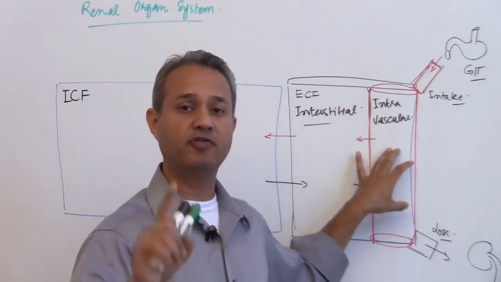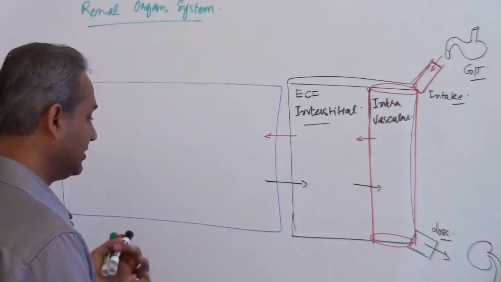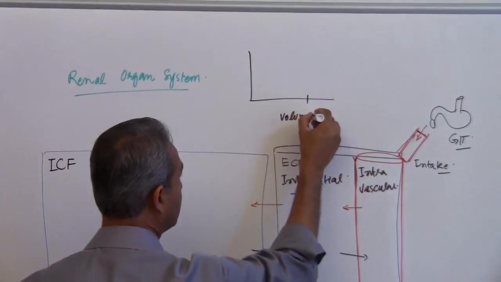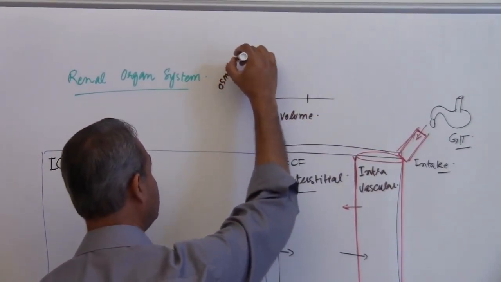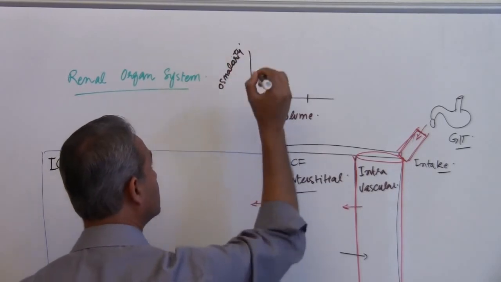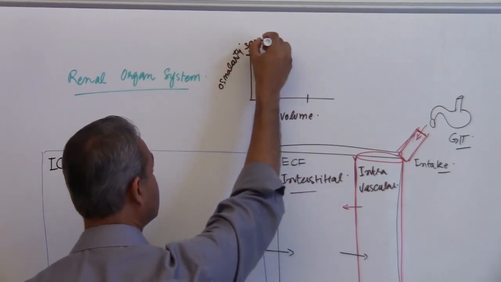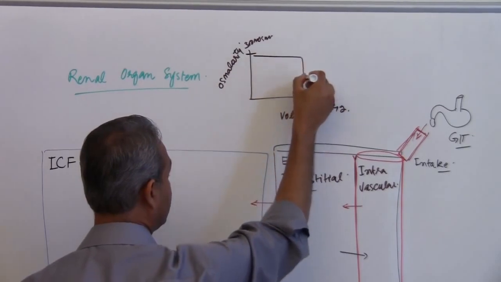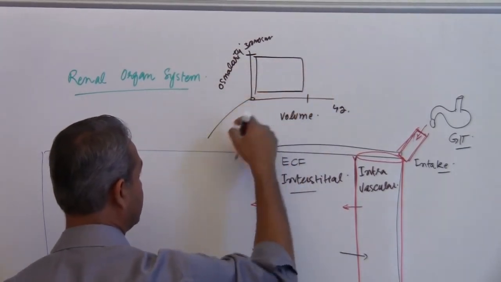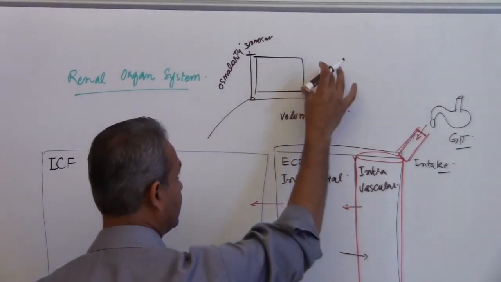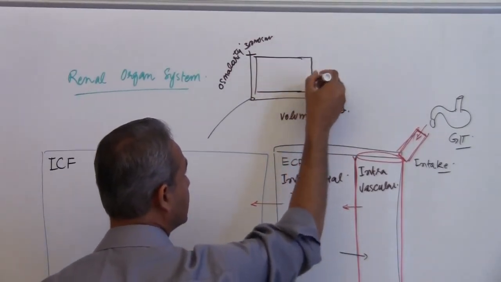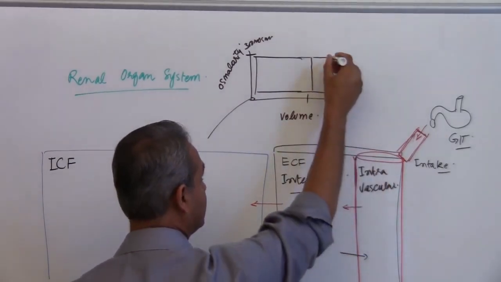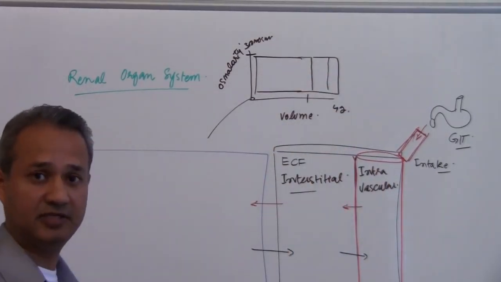This is a very, very important concept to understand, because I've seen so many times the Darrow-Yannet diagrams, which are something like this. Let's say this is the volume, this is osmolarity. Let's say the osmolarity is about 300 milliosmoles, and volume is, let's say, 42. Then the volume of intracellular fluid is this representation over here, and then the volume of the extracellular fluid is this compartment, which is divided into the intravascular and the interstitial compartment.